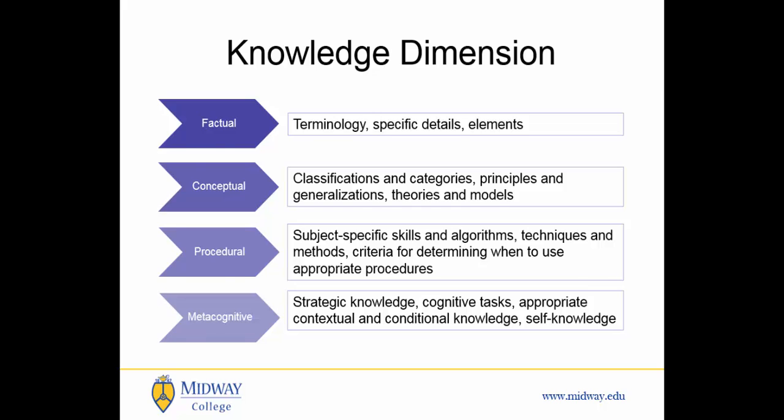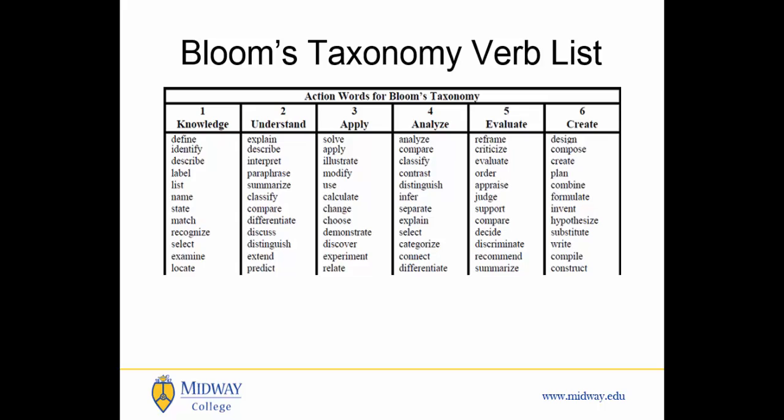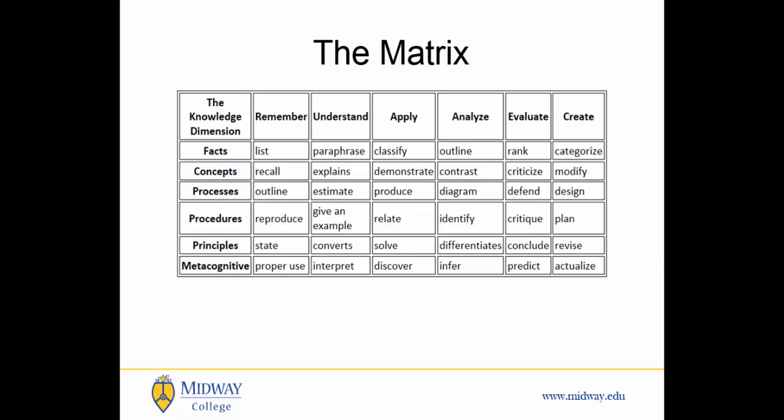When the cognitive and knowledge dimensions are arranged in a matrix, it provides a framework for plotting objectives, activities, and assessments. Using a list of Bloom's taxonomy verbs that correspond with the different levels of cognition, you are able to plot the verbs that associate with your outcomes and objectives, and you can see what levels of cognition and knowledge your course addresses.